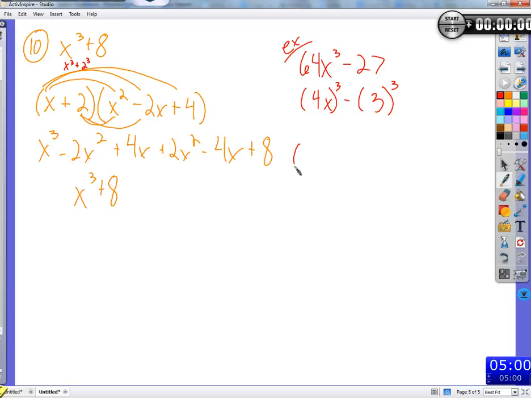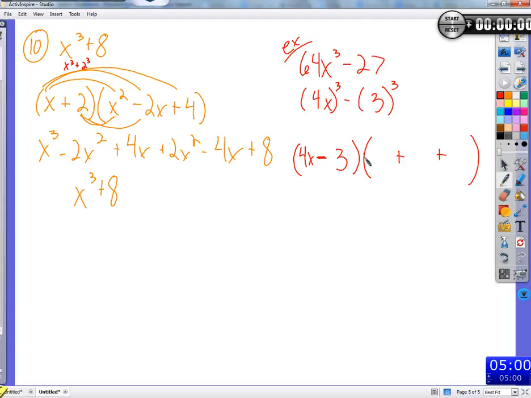Okay, so here's the difference. We're going to have a minus here, and this plus, it's going to look a lot like that, only the minus is in the first parentheses and all the others are positive. There's 4x, there's 3. Follows this example of this thing getting squared.